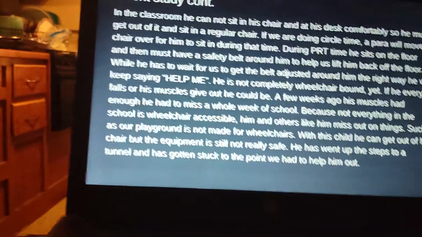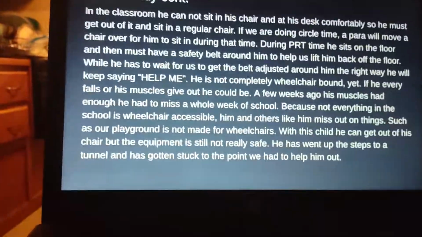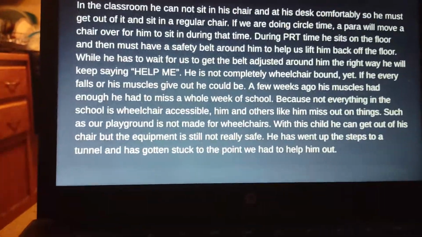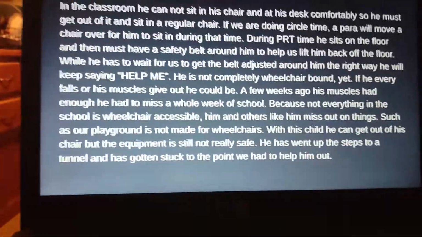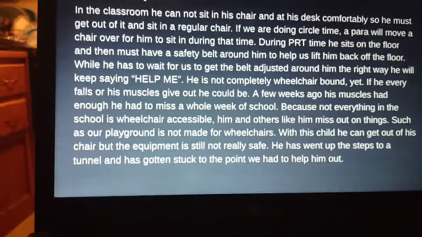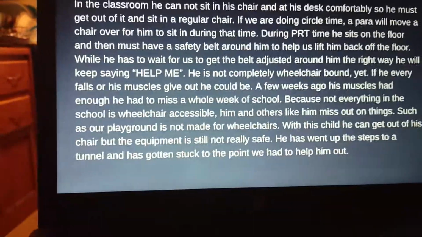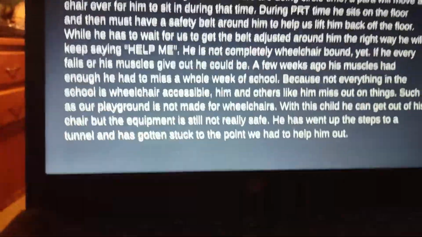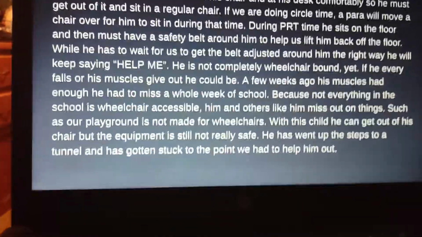As far as in our classroom, his wheelchair cannot sit at the desk with him sitting comfortably. He has to move the foot pedal and everything, and he'd rather sit in a regular chair. So we moved his wheelchair over to the side. During our circle time, he cannot get up and down off the floor himself, so we move a chair over there for him to sit in.